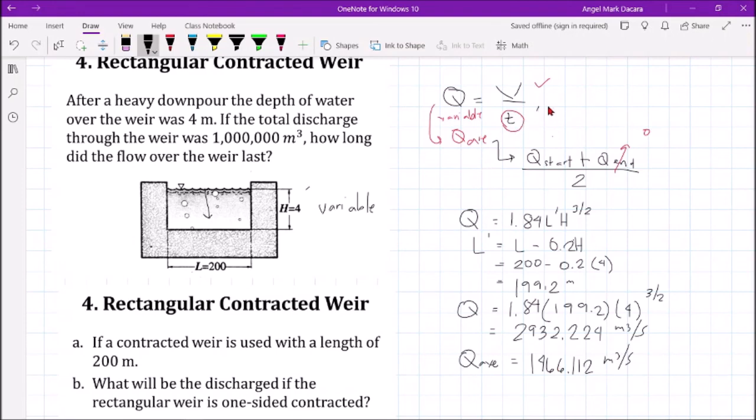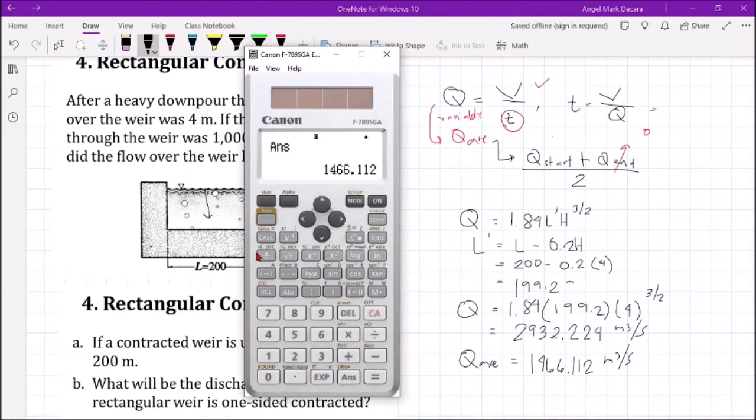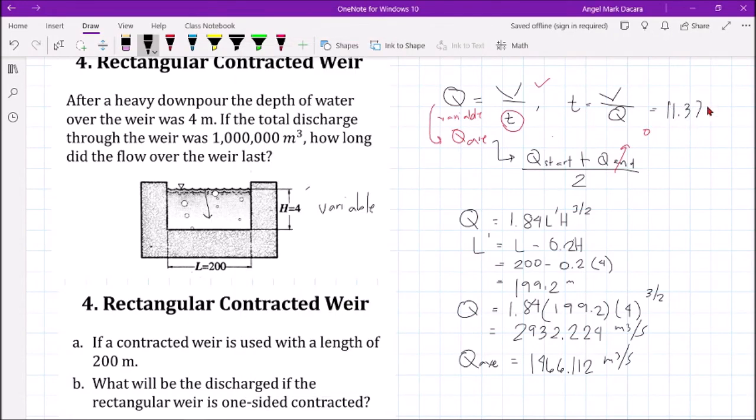Pwede nating makuha yung time as volume over discharge. Di ba? Ganun lang. Tapos, volume is 1 million cubic meters. Tapos, ito na cubic meters per second. So, sagot is 682.076 seconds. Or in minutes, that is 11.34 o 11.37 minutes. Okay, kayo nang bahalang mag-check. Okay, so that's it.